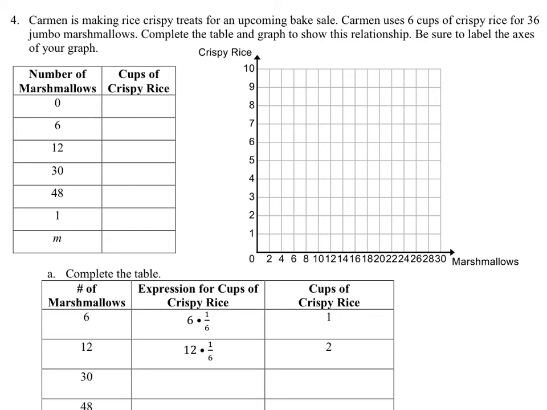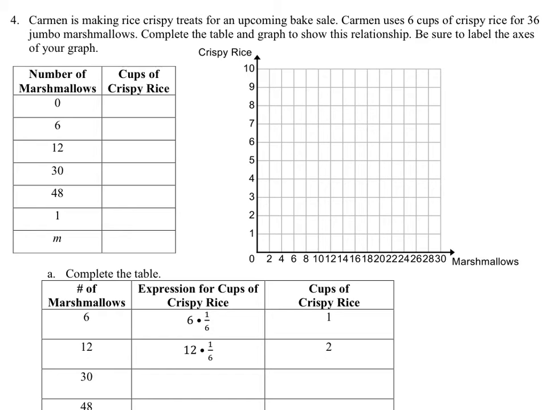Carmen is making Rice Krispie treats for an upcoming bake sale. Carmen uses 6 cups of crispy rice for 36 jumbo marshmallows. Complete the table and graph to show this relationship. Be sure to label the axes of your graph.